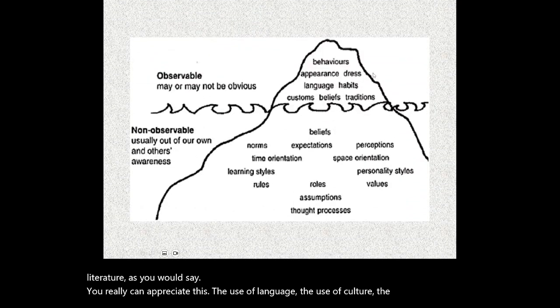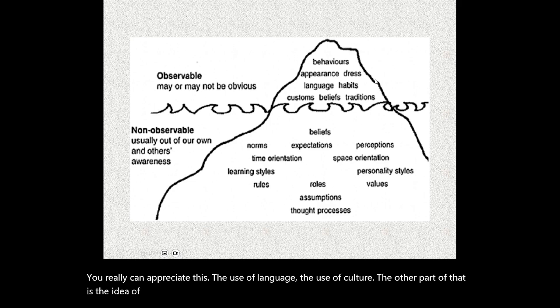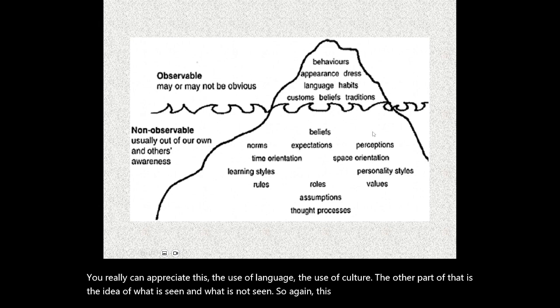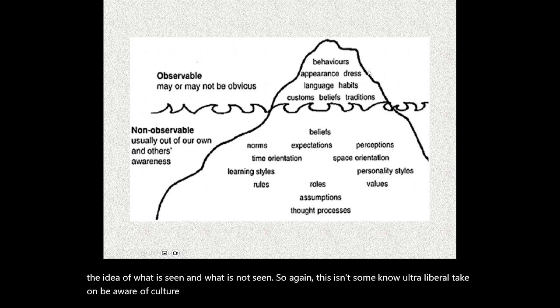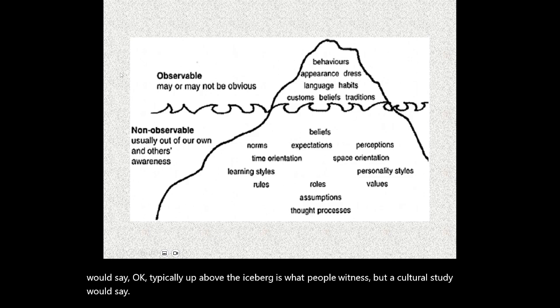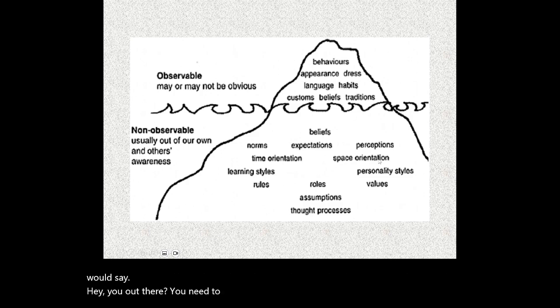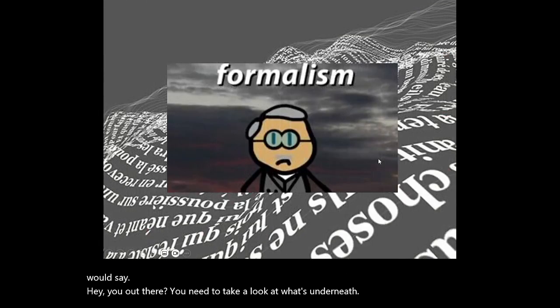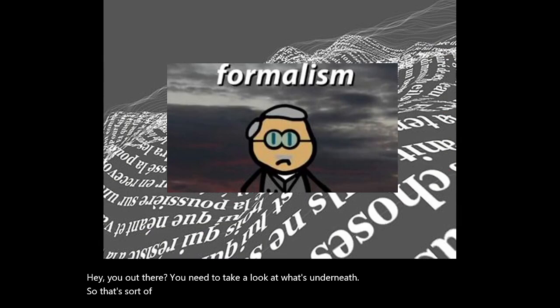The other part of that is the idea of what is seen and what is not seen. So again, this isn't some ultra-liberal take on being aware of culture. But if you're putting the lens on, this is what you need to do. Typically, up above the iceberg is what people witness, but a cultural study would say, hey, you out there, you need to take a look at what's underneath. So that's sort of it with the Marxist, the social criticisms.